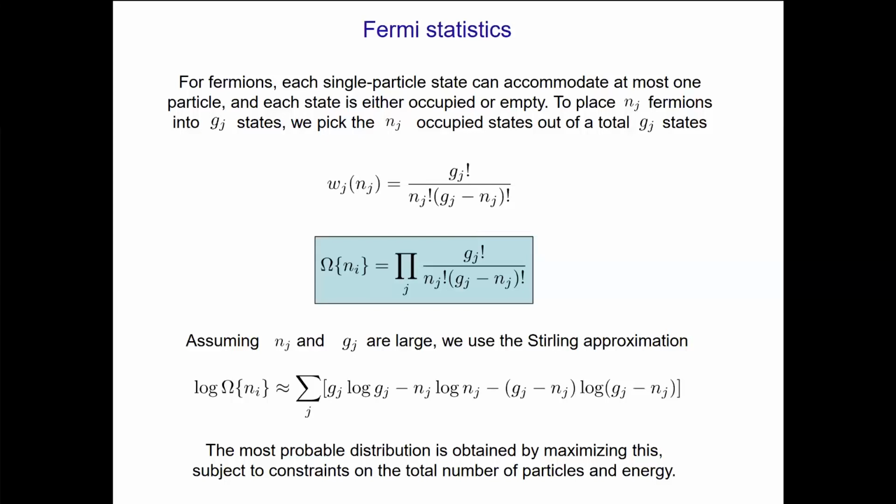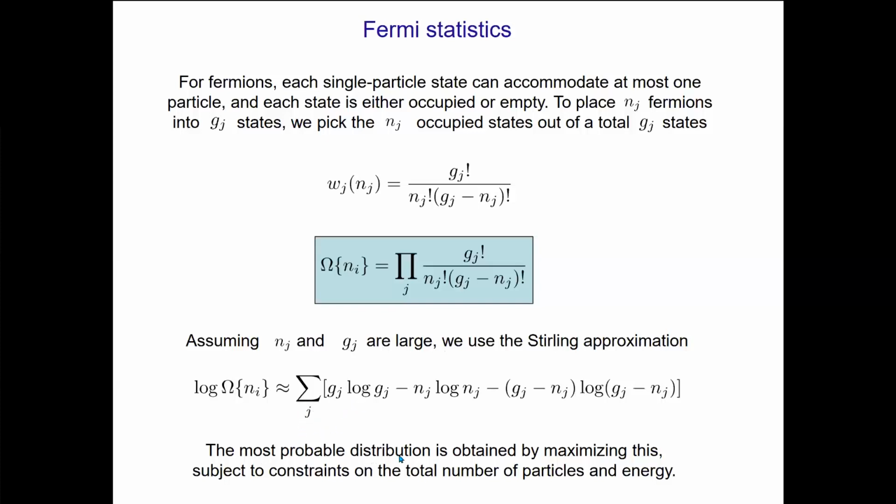Now we want to take the thermodynamic limit. Remember that we assume that Gj, the number of states in each cell, is still sufficiently large. So we assume both Nj and Gj are large and use the Stirling approximation to approximate factorials in this expression. When we take the log, this is what we get. This is the expression in terms of occupation numbers and cell degeneracies Gj, summed over all possible cells.